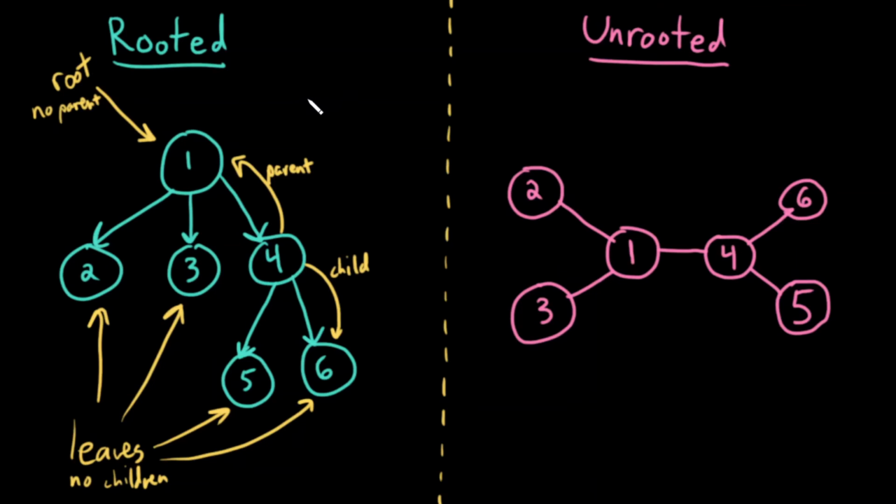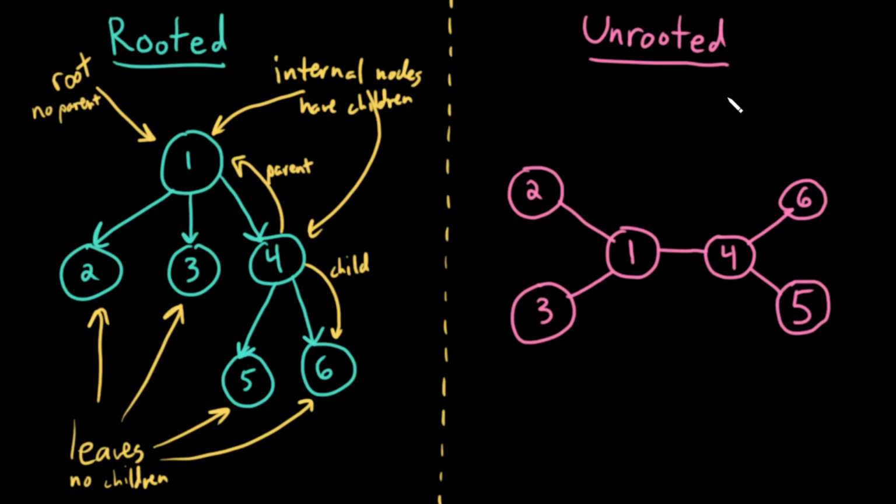The opposite of leaves, so leaves are nodes that have no children, would be internal nodes, which are any nodes that have children. So in this example, 1 and 4 are internal nodes because they both have children. 2, 3, 5, and 6 are leaves because they don't have children. And we have this parent-child relationship, and we have a single root.